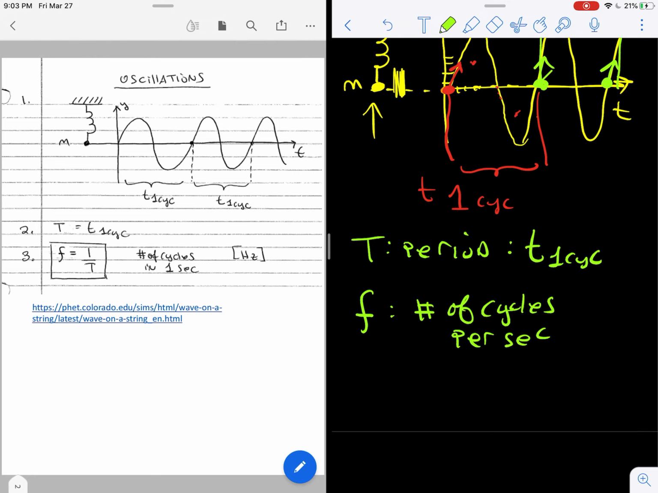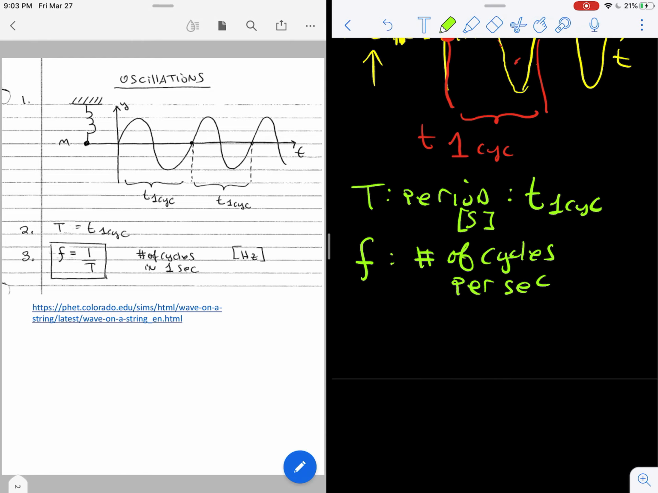So I forgot here, period is going to have units of seconds because it's a measurement of time. Frequency is just going to be a number per second. And so I'm going to write the equation first. The equation is pretty simple. It's just the frequency of a vibration is 1 divided by the period of the vibration.